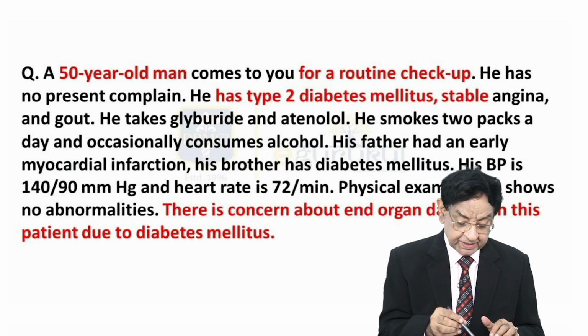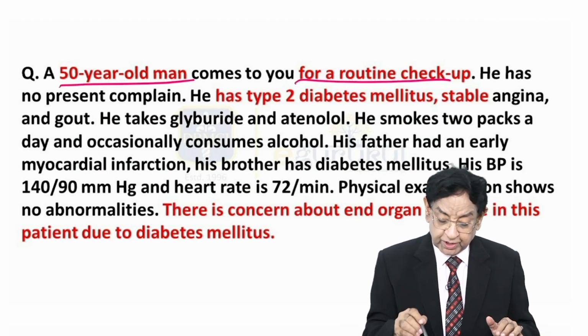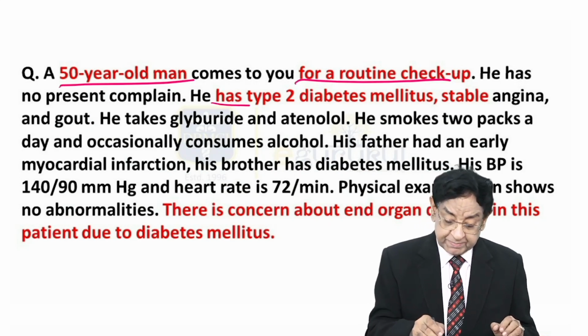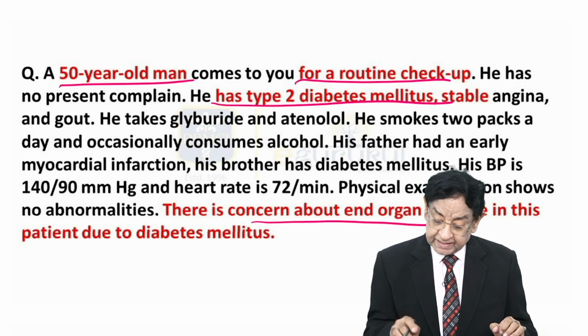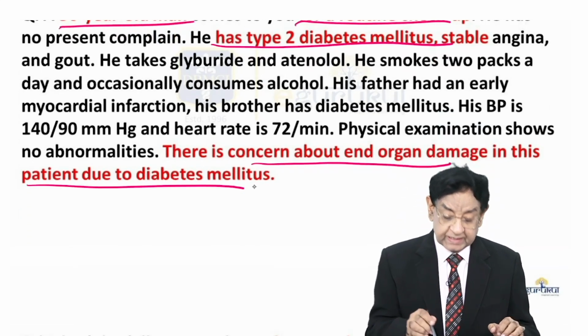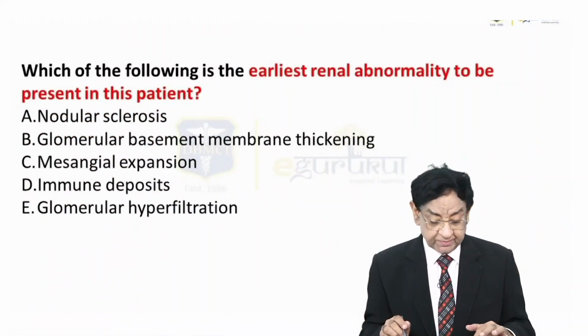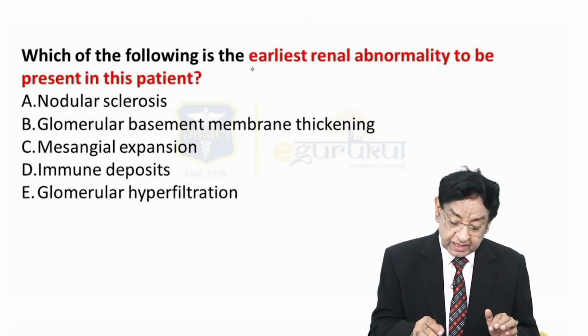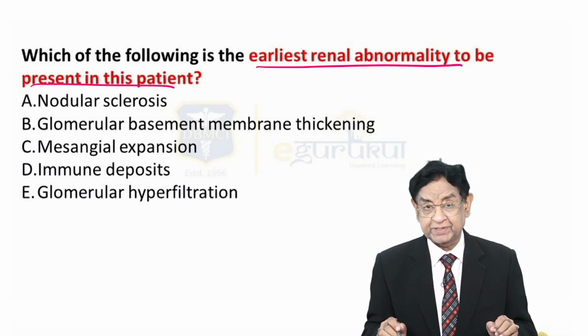Hello everyone. We have a 50-year-old man who comes to you for a routine checkup. He's a diabetic and at the moment he's concerned about the end organ damage due to diabetes mellitus, although he has no problem as of now. Now, the earliest renal abnormality to be present in this patient is a beautiful question.